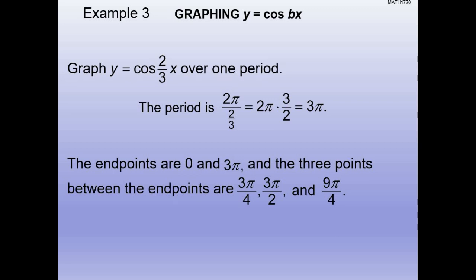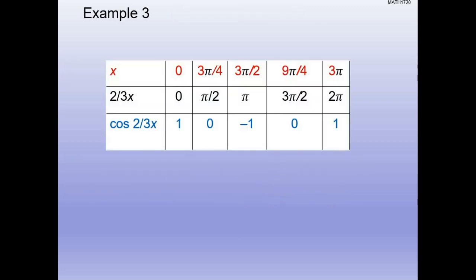We have to find the endpoints still, right? So finding the endpoints, we know 0 and 3 pi are the two endpoints. We have to find the middle points. We take 0 plus 3 pi times a half, and that gets us 3 pi over 2. We take 0 plus 3 pi times a quarter, and that gets us 3 pi over 4. And we take 0 plus 3 pi times 3/4. That's where the 9 pi over 4 comes into play. Then we can plot the points.